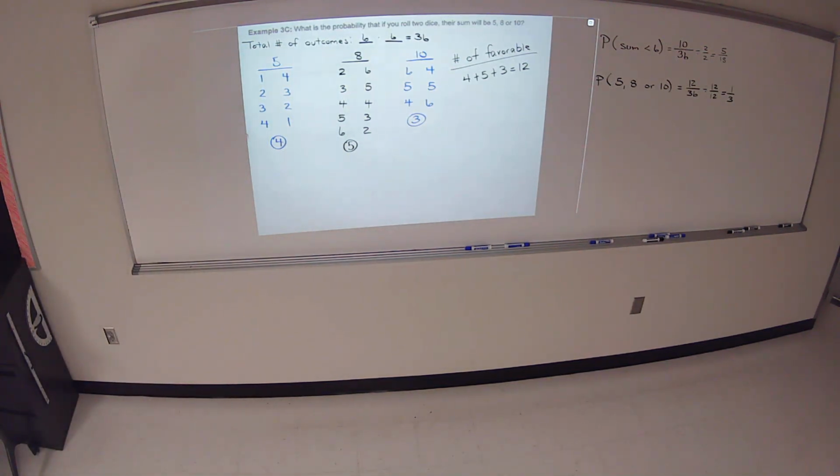So again, that's one of the things I'm trying to emphasize: the multiplication principle is always going to tell you your total. That's what you need for probability. The addition principle is what you're going to use to help find your number of successful outcomes.